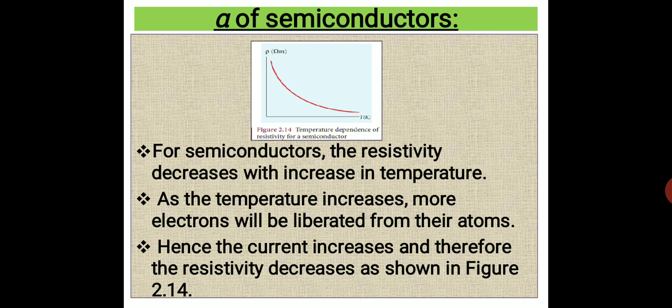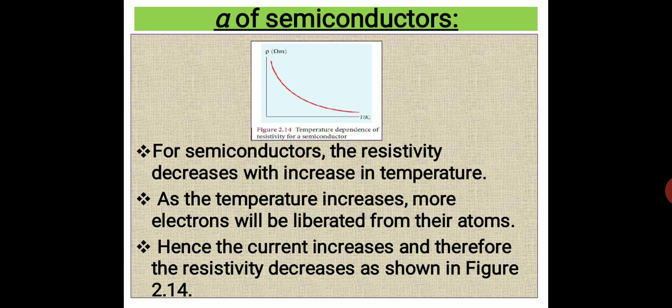Next one, alpha of semiconductors. For semiconductors, the resistivity decreases with increase in temperature. As the temperature increases, more electrons will be liberated from their atoms. Hence the current increases and therefore the resistivity decreases.